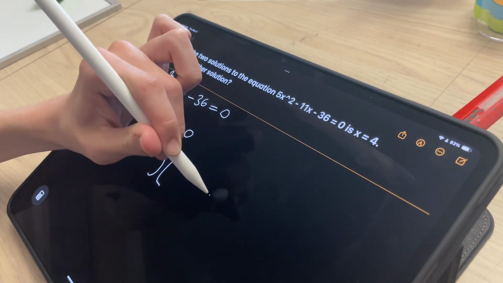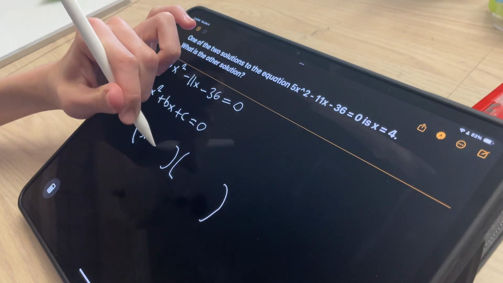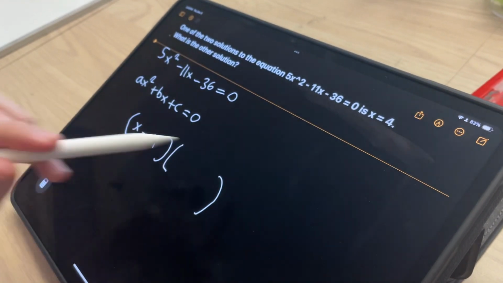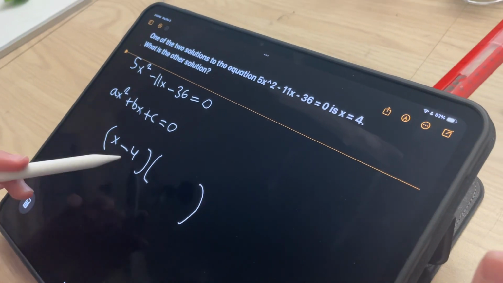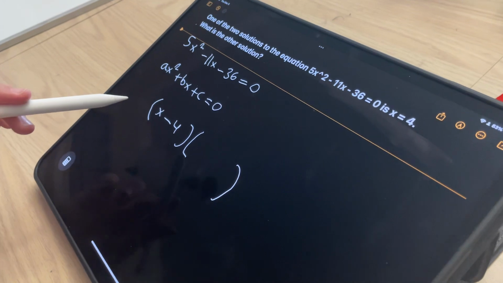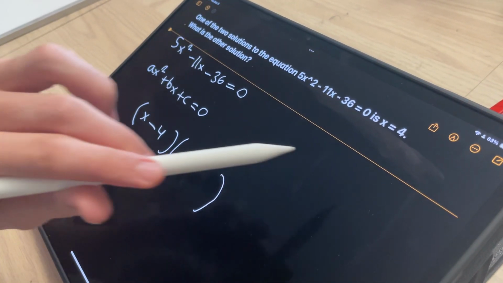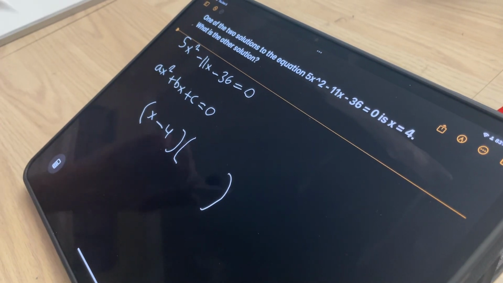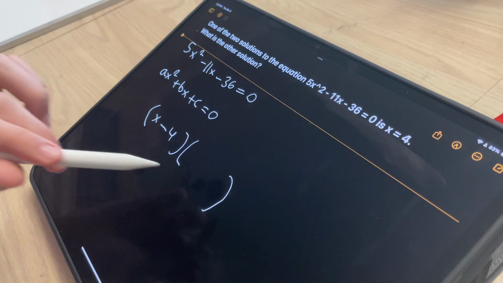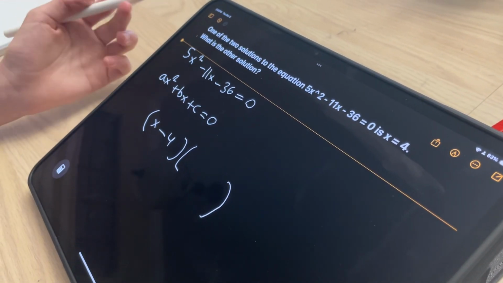If x equals 4, then our first binomial must be x minus 4, because if we plug x equals 4 in here, 4 minus 4 equals 0. Remember, each of these binomials must always be equal to 0. So this is the only binomial that satisfies our x equals 4 value. We know one of the binomial terms, and that's a great start. But now we want the other one, because we can use that to find the final solution. So how do we do this?